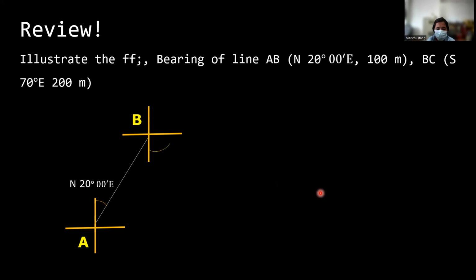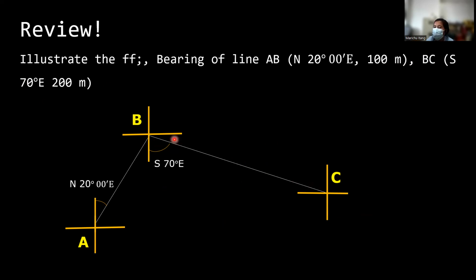So let's draw. Let's say, for example, that is equivalent to 70 degrees. Since its direction is southeast, so third, fourth quadrant, 70 degrees east, and then you draw a line that is equivalent to 200 meters. So this one is our 200 meters. Then, if the 200 meters stops, this is the point where we can locate our position of point C. Okay? So this is A, B, and C.